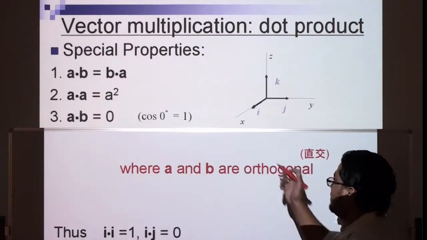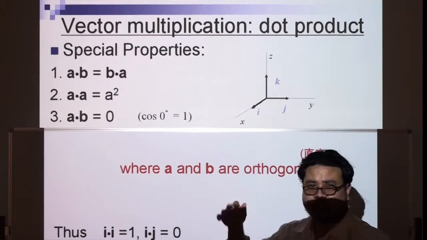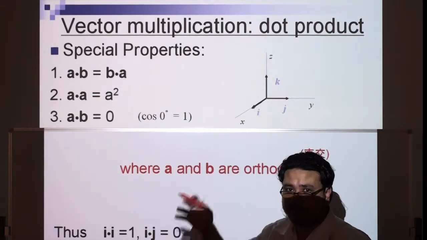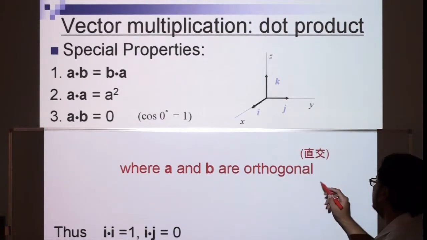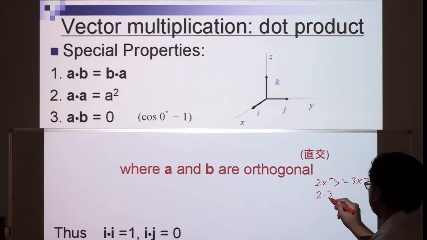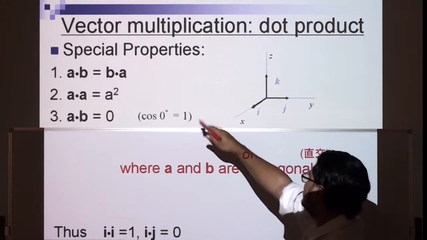Okay, moving forward, the vector multiplication, dot product. A few things we want you to remember. Special properties. A dot b is the same as b dot a, which is also the same as 2 times 3 equals 3 times 2. A dot a is equal to a squared.